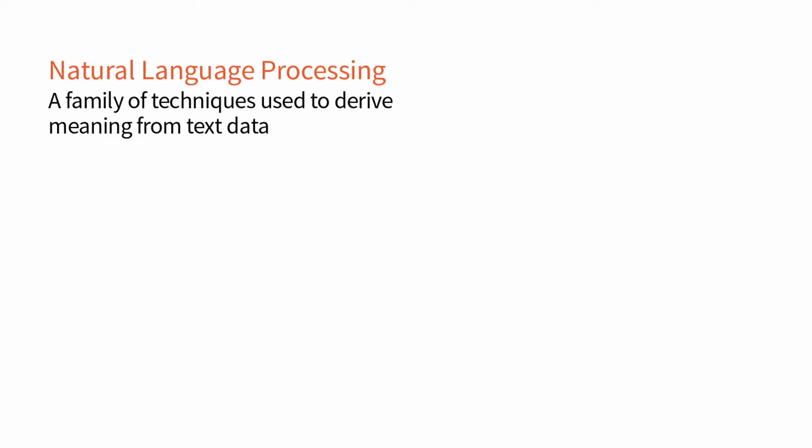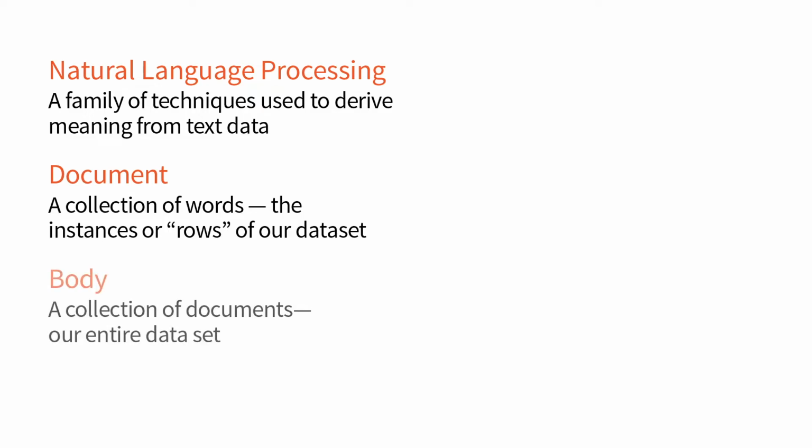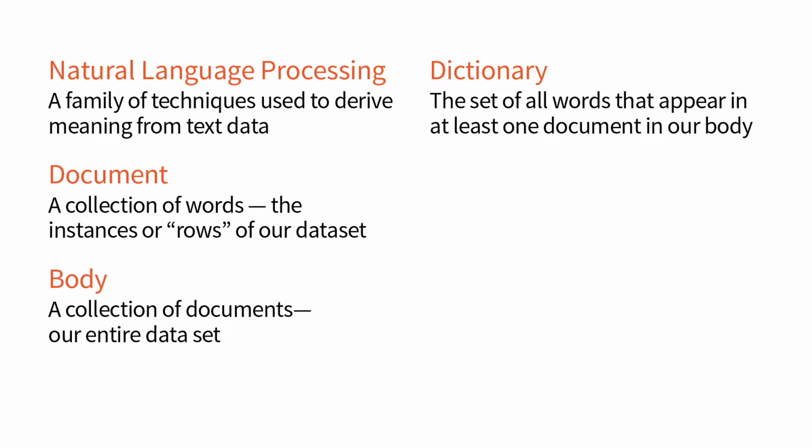Before we begin, let's define some basic vocabulary. Natural language processing refers to a family of techniques that are used to derive meaning from text data. A document refers to some collection of words and represents the rows or instances of our dataset. A body is a collection of documents and represents the entire dataset. A dictionary is the set of all words that occur in at least one document in the dataset. A topic is a collection of words that co-occur.